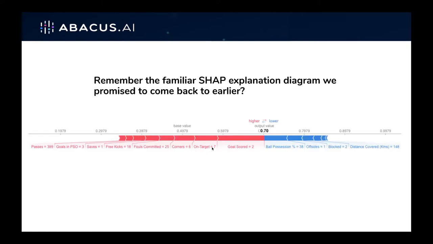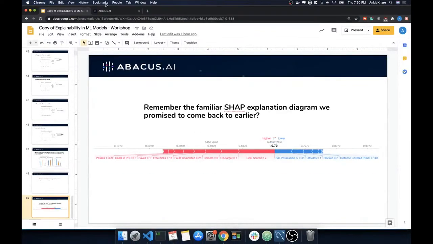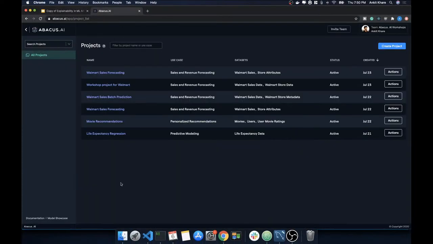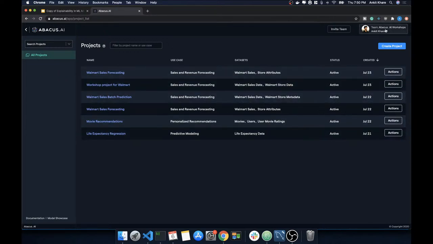Okay, now this Shapley diagram. ML engineers, I would want to discuss this Shapley diagram further using our platform. So let's go to our platform real quick. So this is how our console looks like. I've logged into my organization.